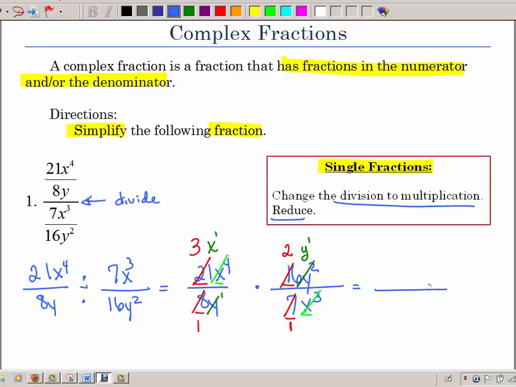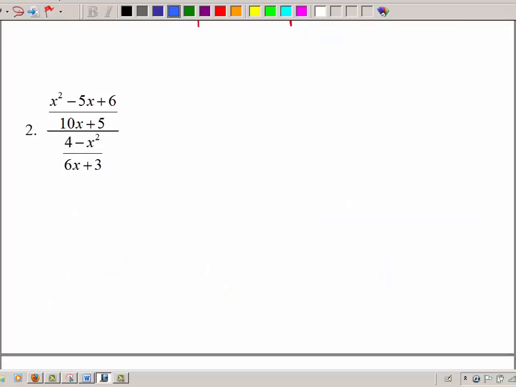Now let's do our multiplication. And notice I really don't have anything left on the bottom except 1, and on top I have 3 times 2, which is 6, and x times y is xy. So this is not any different than multiplying rational expressions, which we've done previously. Let's look at the second example.